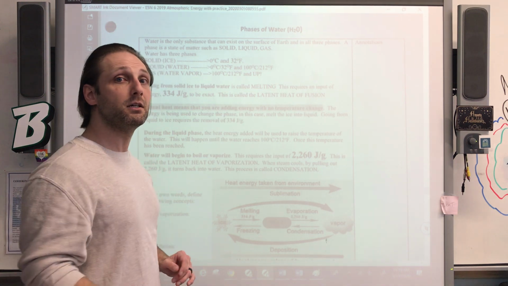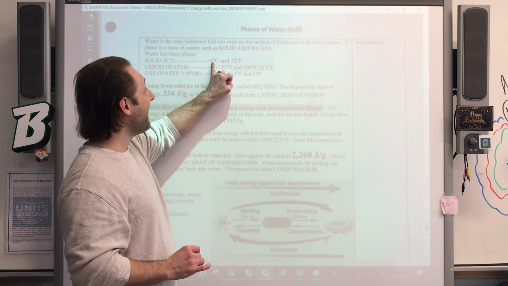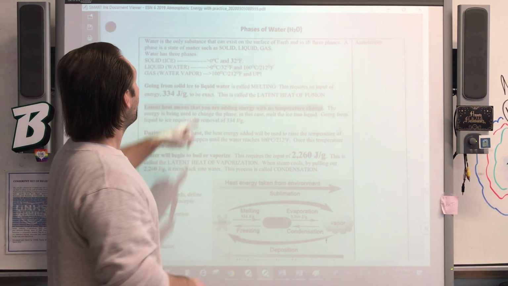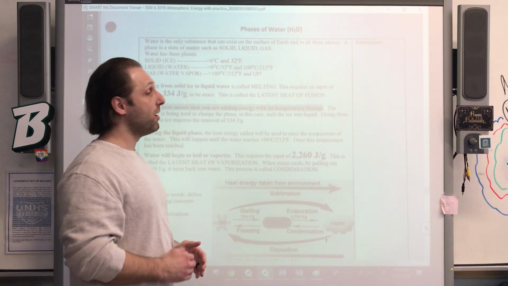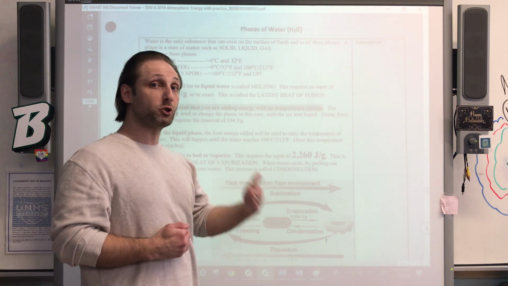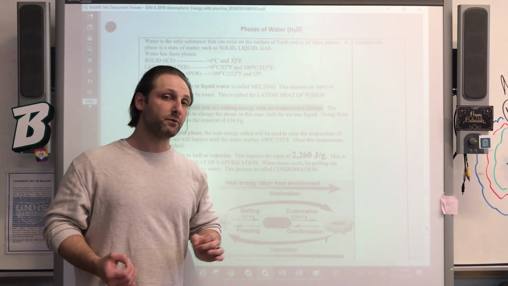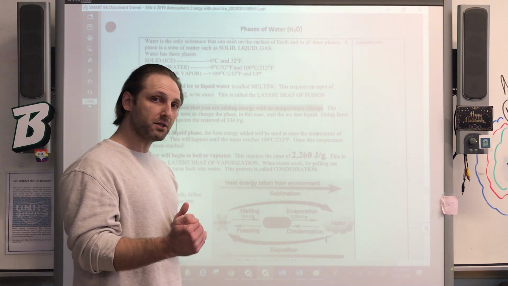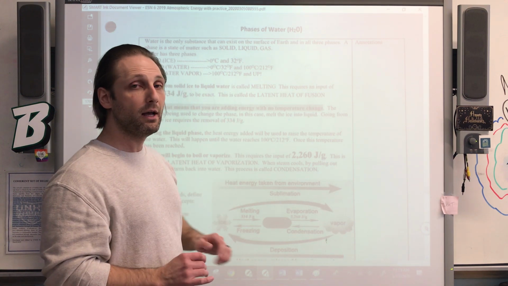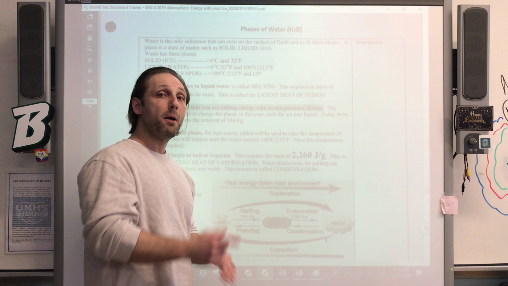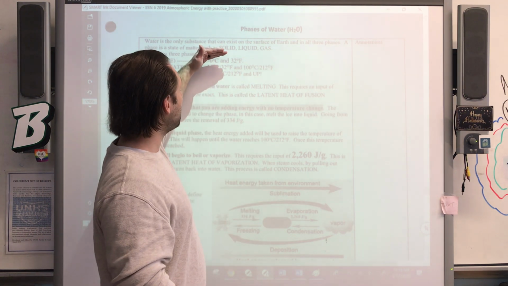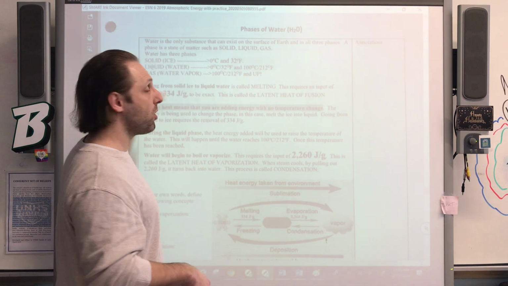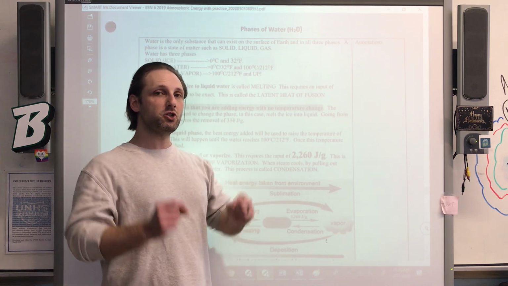Those phases exist from 0 degrees C, 32 degrees Fahrenheit, and lower, okay? Liquid water exists from 0 degrees Celsius, 32 degrees Fahrenheit, up to 100 degrees Celsius, 212 degrees Fahrenheit. And water vapor exists from 100 degrees Celsius, 212 degrees Fahrenheit, and up. In each of those, you are in a phase. Between them, going from ice to liquid water, is a phase change. From liquid water to water vapor is a phase change.